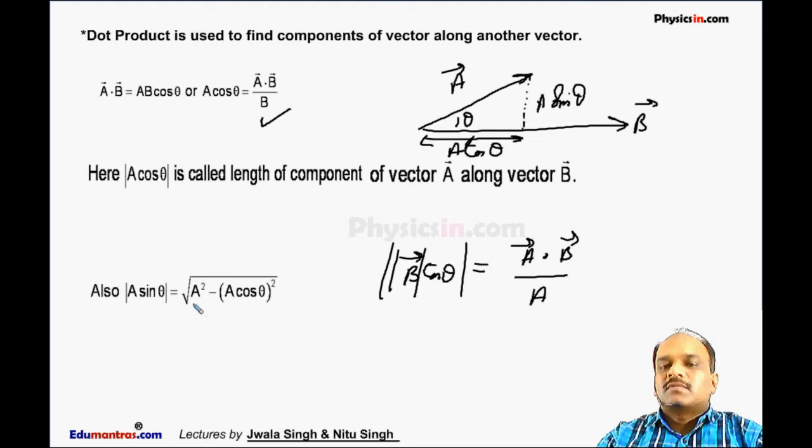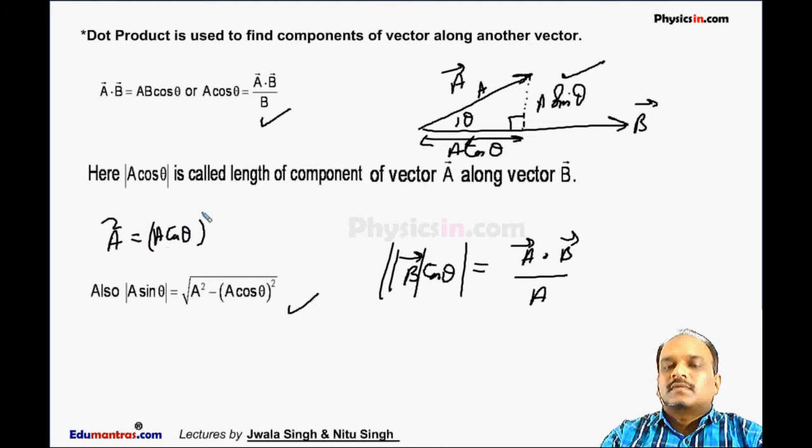A sin theta can also be calculated by root over A square minus A cos theta square. So this is mod of A sin theta. We know this magnitude is A. This is a right angle triangle. So we can say A cos theta square plus A sin theta square is equal to A square. So A sin theta can be written as root over A square minus A cos theta square. This is the component of vector A perpendicular to vector B.